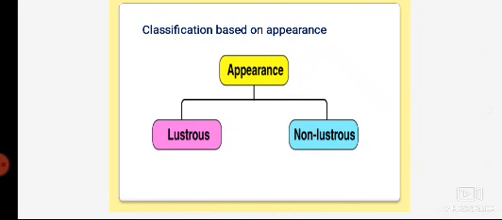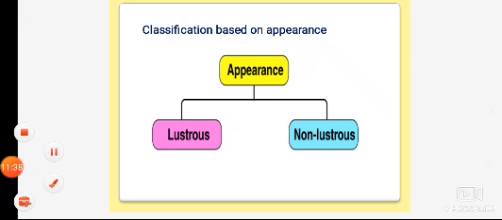Now, on the basis of appearance, we have two main broad categories of objects. The first is the lustrous and the non-lustrous. As I have mentioned previously, lustrous means objects which have a shiny or glossy surface, a bright shiny outer appearance. On the other hand, the non-lustrous are dull. They don't have shine.